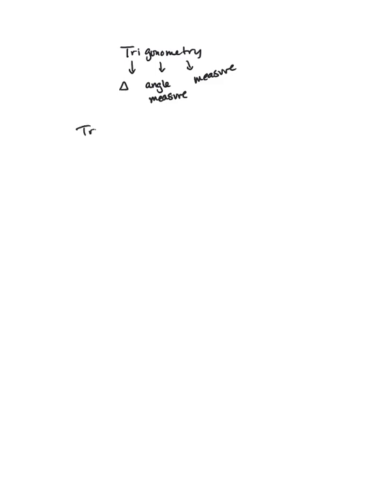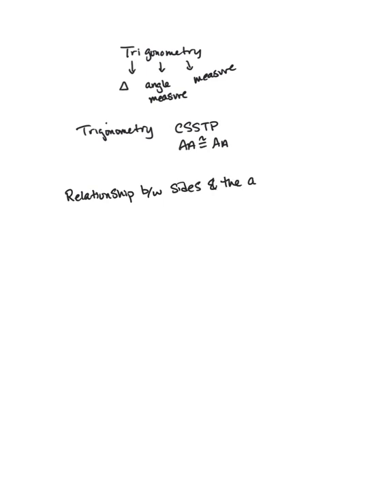Trigonometry is based off of similar triangles, all right? It's based off of CSSTP, and it's based off of angle is congruent to angle. So what trigonometry is about, the spirit of trigonometry, all right, it's the relationship between sides and the acute angles of right triangles.